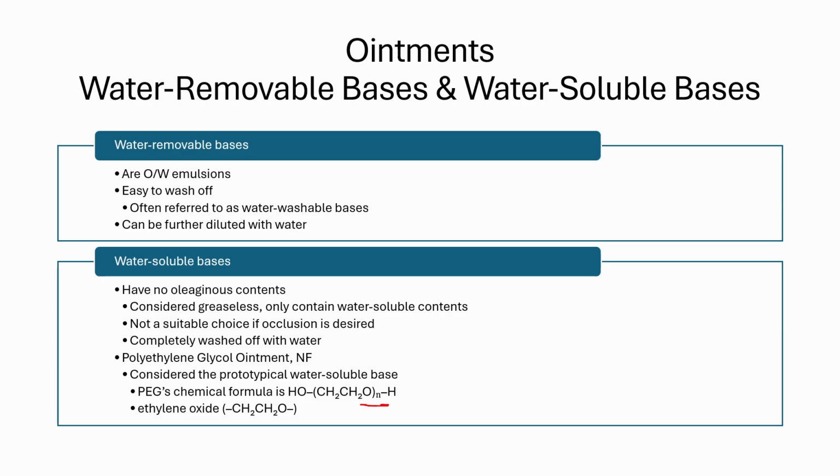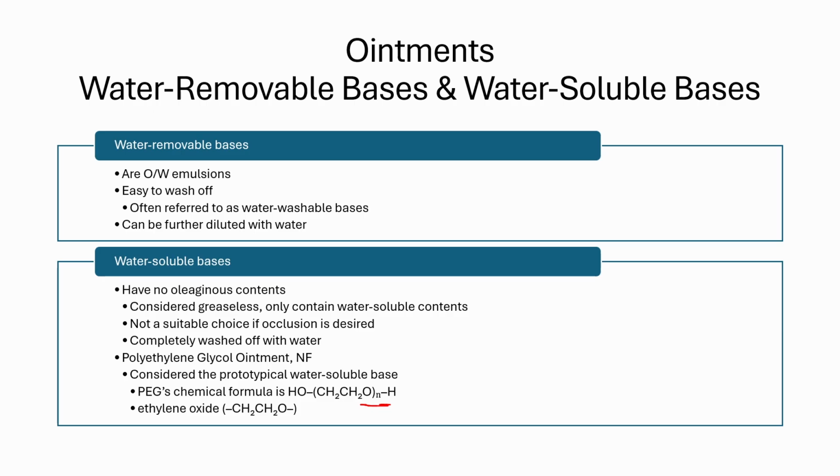The N in the formulation is the number of repeating units of ethylene oxide. This is why its molecular weight has such a wide range. The number next to the PEG gives an average weight of the molecular range. PEGs differ in their physical and chemical properties based on their molecular weight.